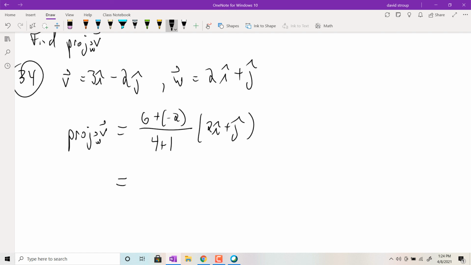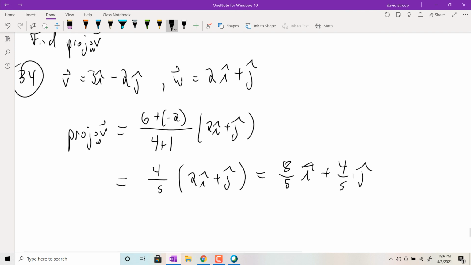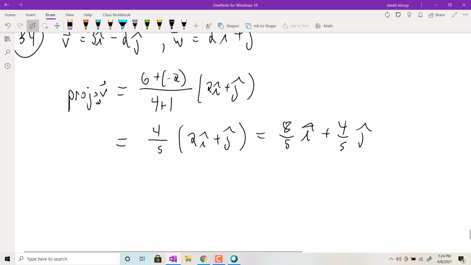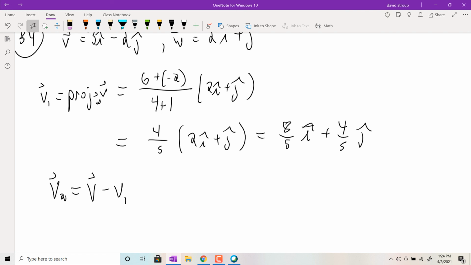So 6 plus negative 2 would be 4 all over 5, and then times 2i plus j. So that would be 8/5 i plus 4/5 j. If I ask for the orthogonal, the other component, remember we called this one V1. If I ask for V2, you can find V2 by just doing the subtraction. Take V and subtract away V1.